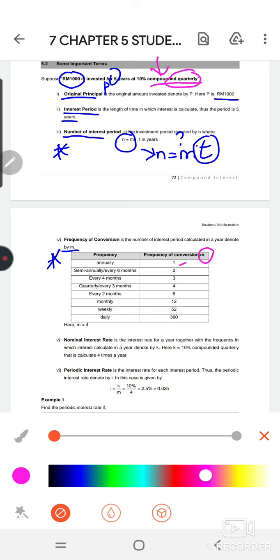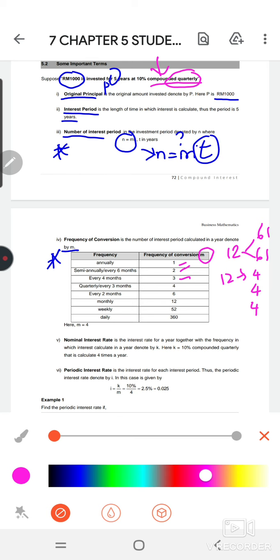Yang ni awak boleh tetapkan sendiri. Kalau dalam ayat tu dia kata semi annually ataupun every 6 month. Maksudnya every 6 month awak ada 12 bulan. So setiap 6 bulan dia compound sekali. Then 6 bulan lagi dia compound sekali. So your M is 2. Okay, kalau dikata every 4 month, so kita ada 12 bulan. Maknanya setiap 4 bulan. Maksudnya M dia akan sama dengan 3.